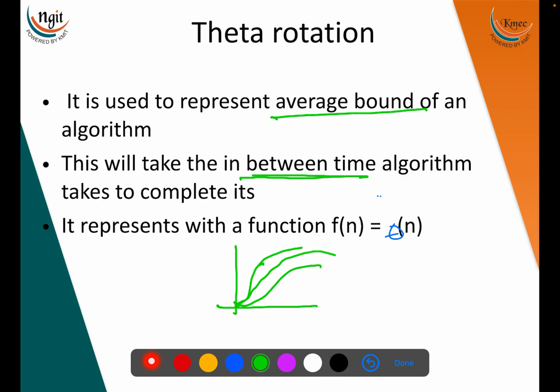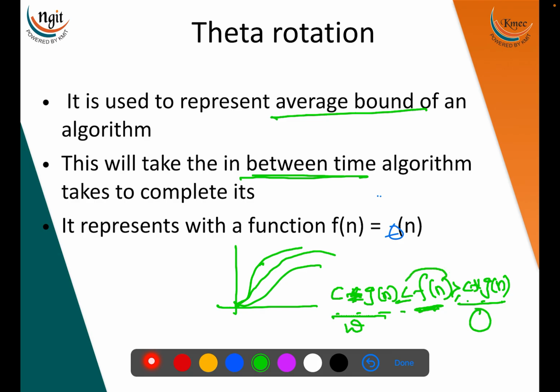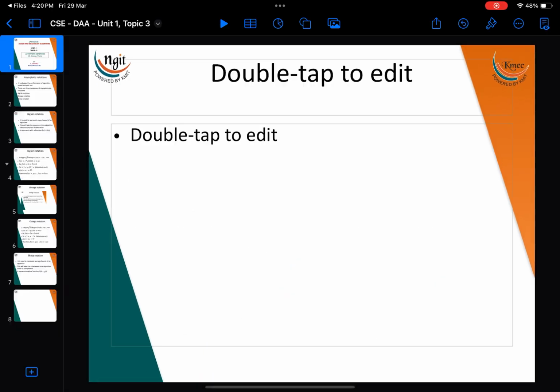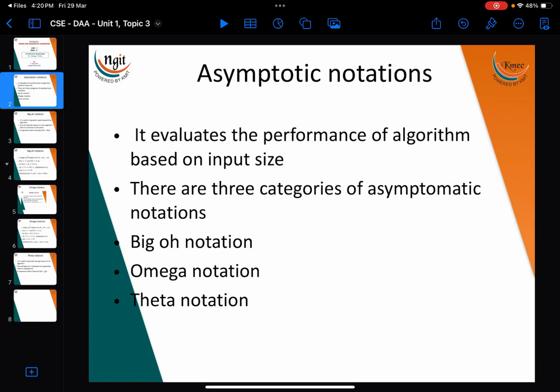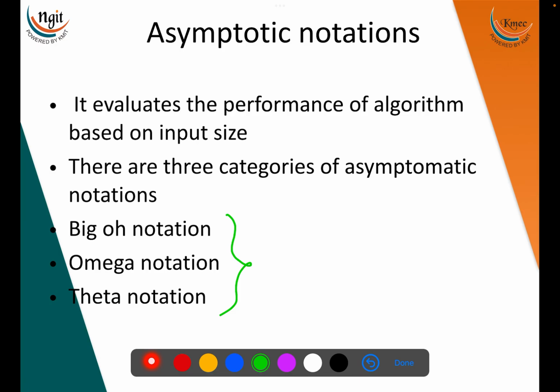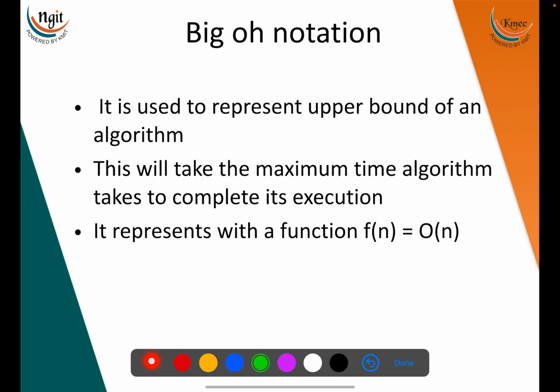Now what is the formula of theta notation? c1 into g of n less than or equal to f of n less than or equal to c2 into g of n. Now this f of n function lies in between c1 into g of n lesser and c2 into g of n greater. This is your lower bound, this is your upper bound. Lower bound is omega notation. Upper bound is big O notation. In between it is theta notation. So these are the three different notations used to calculate the performance of an algorithm. Thank you all.